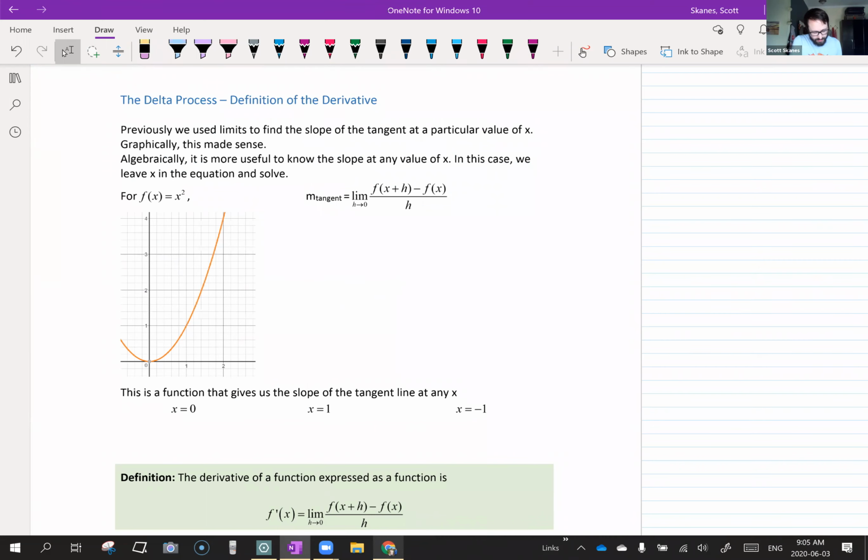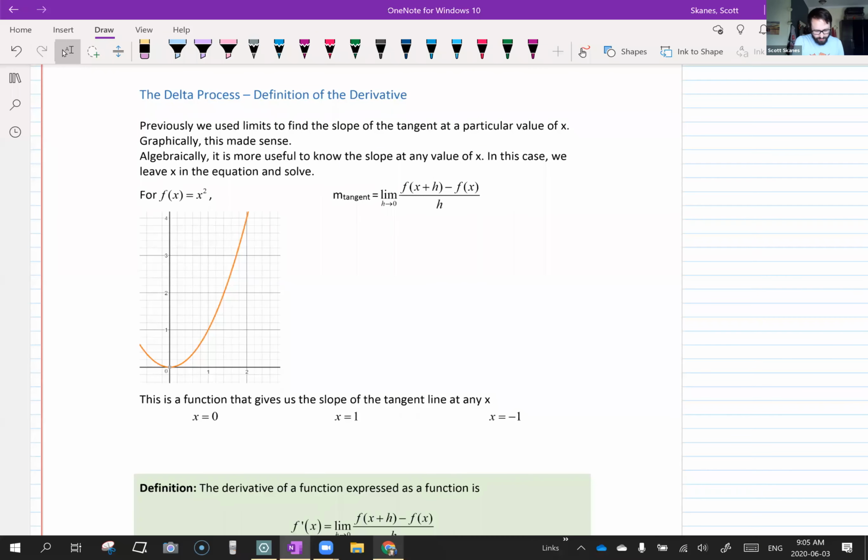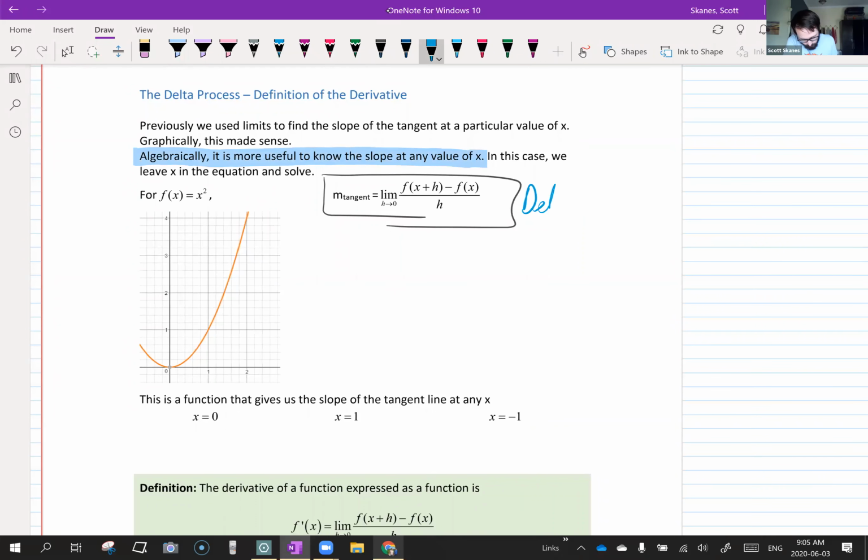So the delta process is called the definition of the derivative. Previously we used limits to find the slope of the tangent at a particular value of x. Graphically, hopefully it made sense. Algebraically, by numbers, it's more useful to know the slope at any value of x. And in order to do that, you use what's called the delta process, also known as the derivative. You can see the previous page for the calculations of that.